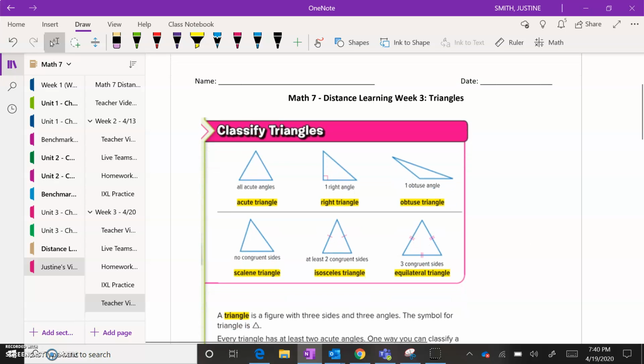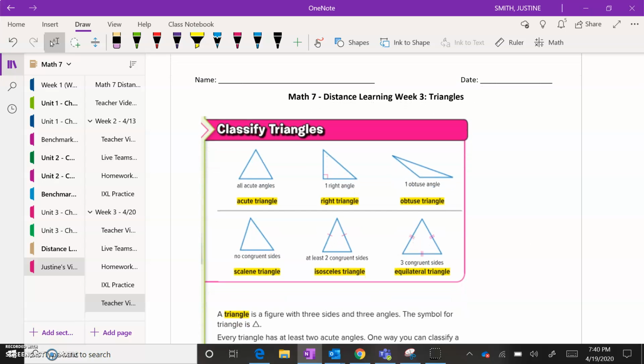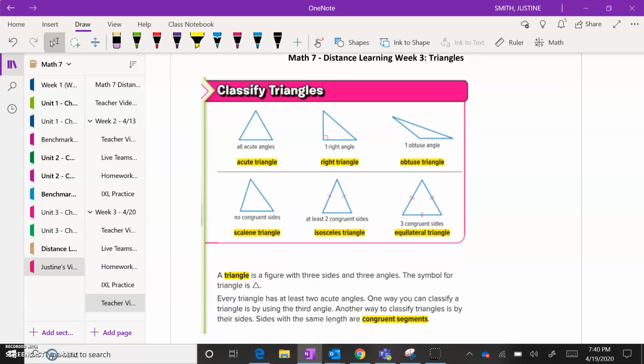And we're going to start our third lesson here, which we're looking at triangles. And the first thing we're going to do is look at ways that we can classify them. Okay, so very exciting classification of triangles. So the first way that we can look at classifying triangles is by their angles.